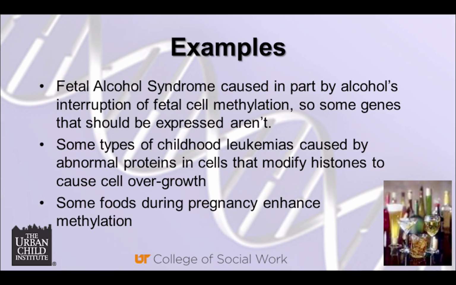All of these things explain the biochemical ways that alcohol has its detrimental effects during pregnancy. Other types of childhood cancers, like leukemias, are caused by abnormal proteins in cells that cause the histones to overgrow. And so the cell is not able to methylate and remodel in the way that it's supposed to.